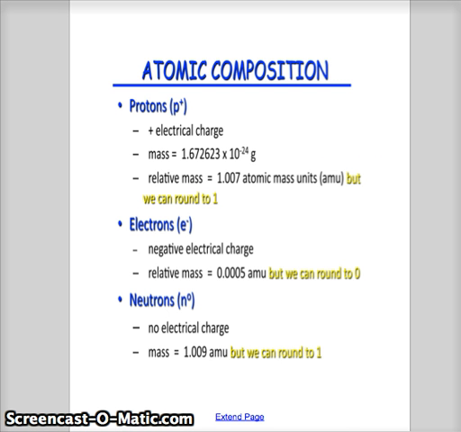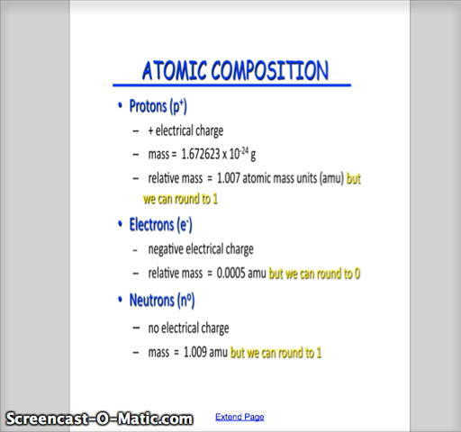Atomic composition. We do know that atoms are really, really small, and they're made up of three main subatomic particles. Just in case you don't know what a subatomic particle is, it's the particles that make up an atom. You will need to know that term. A subatomic particle is a particle that makes up the atom. Sub meaning below.